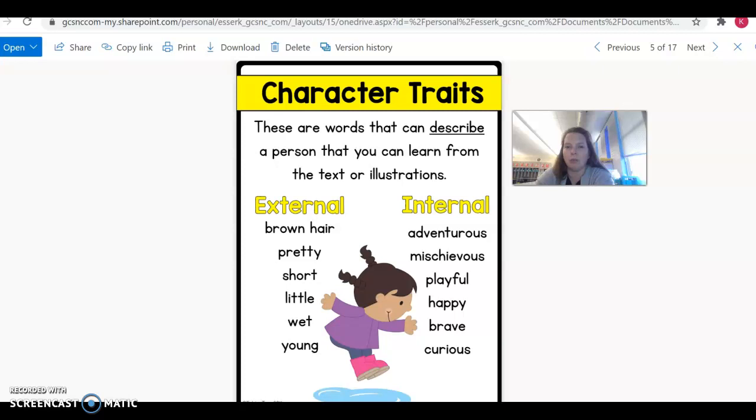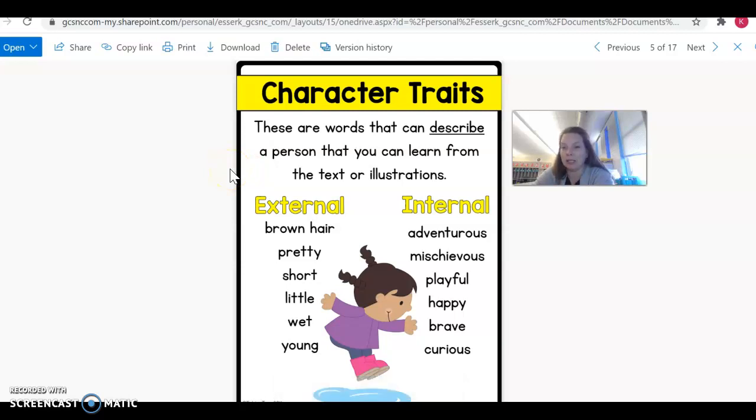So let's start off with what, first of all, is a character trait. Well, you know what a character is. A character is a person or an animal in a story. And each of those characters always act differently, whether they're silly or angry or grumpy or determined. Any of those words can be a character trait. So let's look at the definition first. It says, these are words that describe a person that you can learn from the text or illustrations.